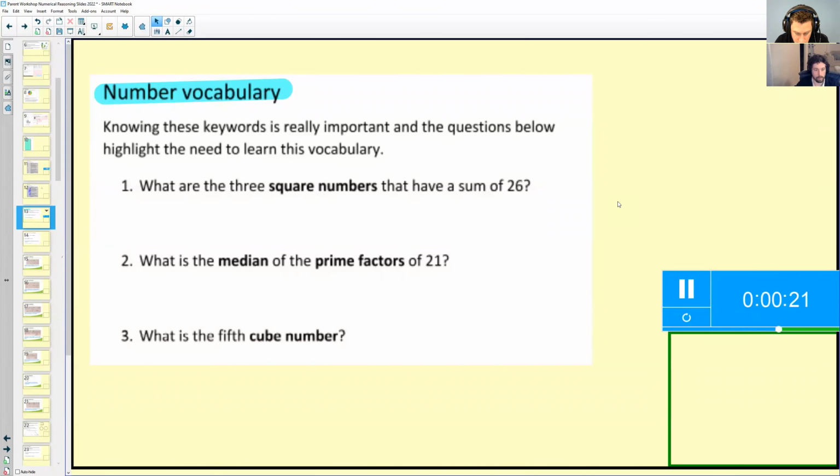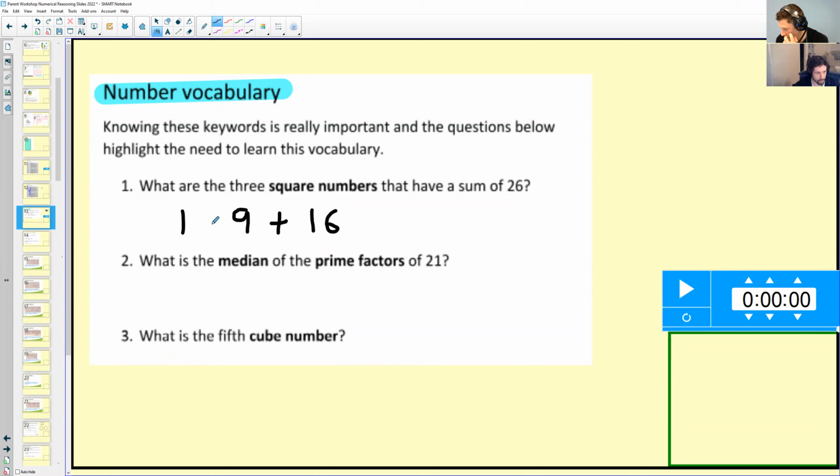Right, so let's very quickly just whiz through these. Hopefully I can do them. So here, the square numbers are the numbers times by themselves. So we have 1 times 1 is 1. I believe we have 3 times 3 is 9, and 4 times 4, which is 16. Off the top of my head, I believe those give us a total of 26.